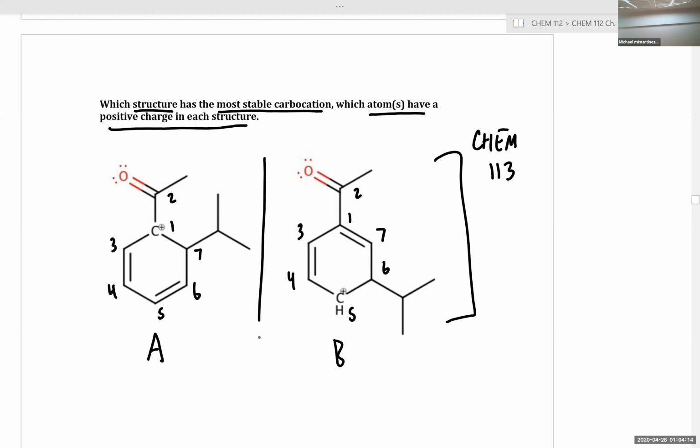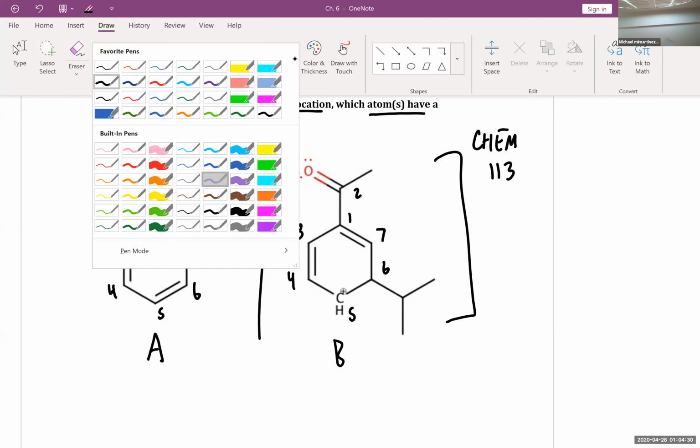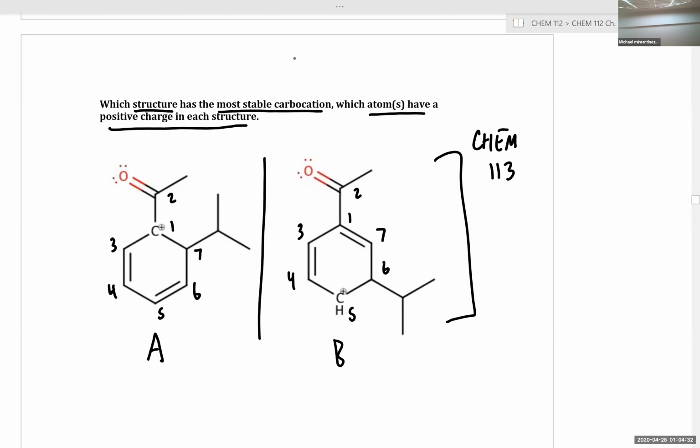So I'd like you to tell me which structure has the most stable carbocation, and for each structure, which atoms have a partial positive charge. So take a few moments to work on this problem. You may have to draw some resonance structures, and then we'll come together as a group to discuss in about 3 to 4 minutes.